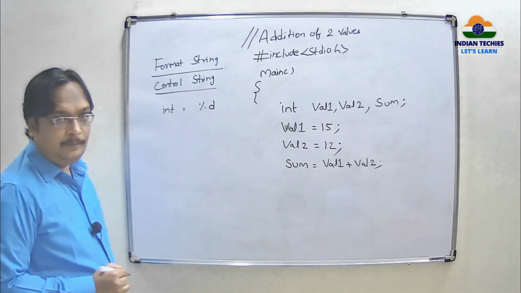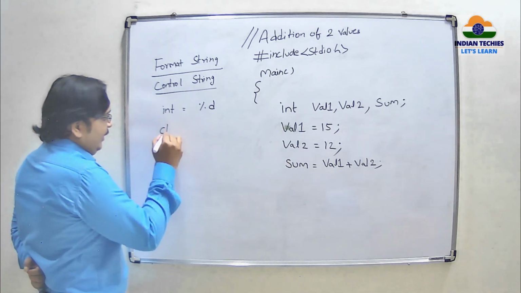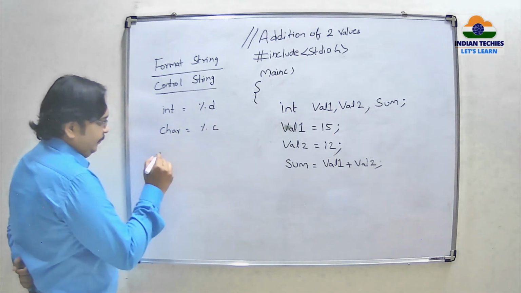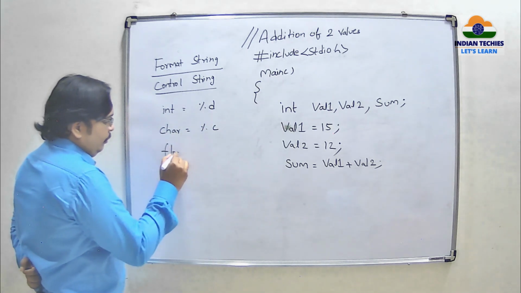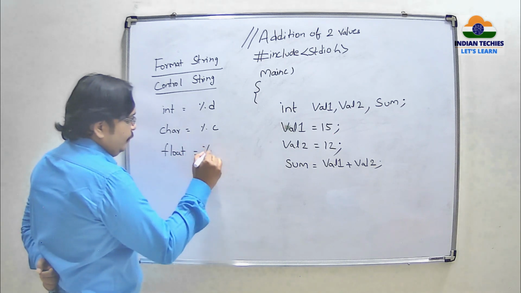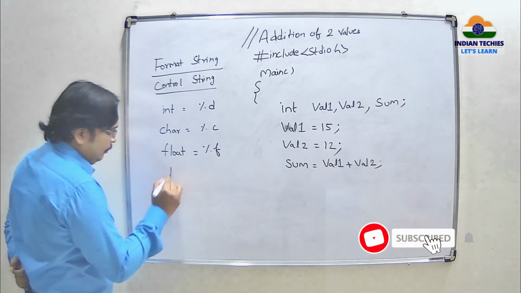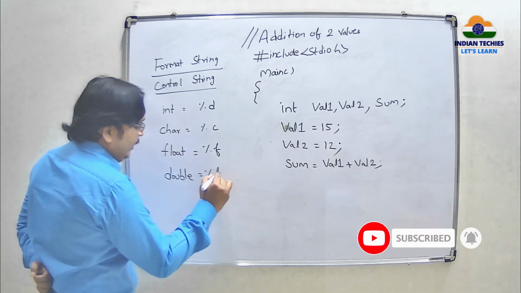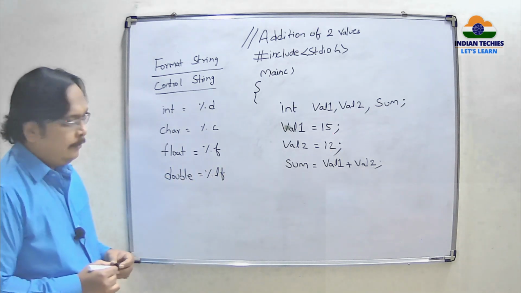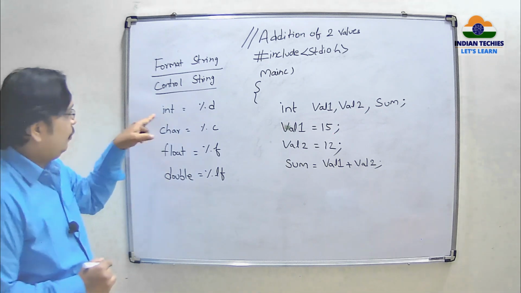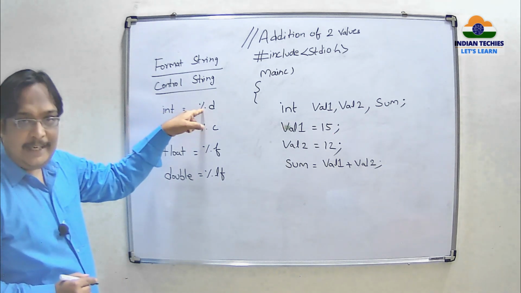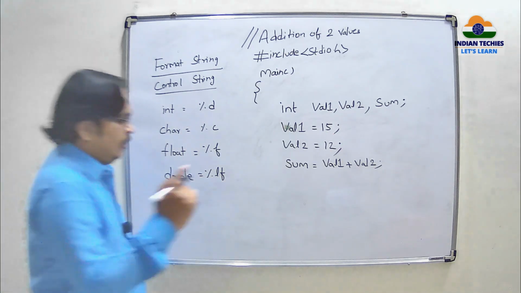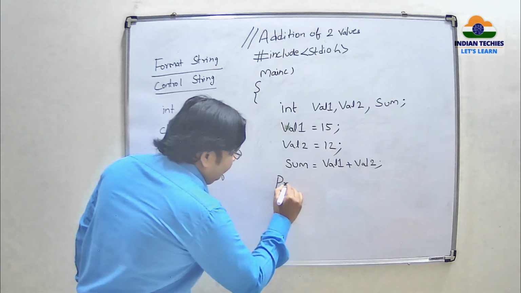To tell it as an integer to the compiler, we have to use %d. To tell it is a character, we use %c. To tell it as a float, you have to use %f. To tell it as a double, you have to use %lf. So for int, if you write %d, the compiler recognizes that it is an integer.